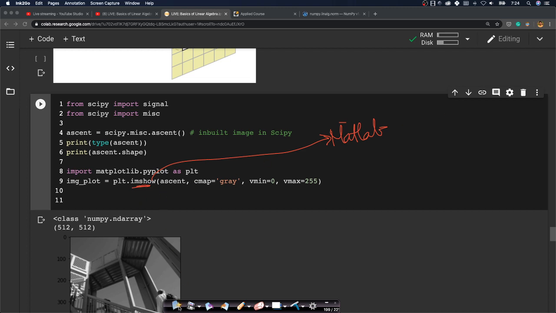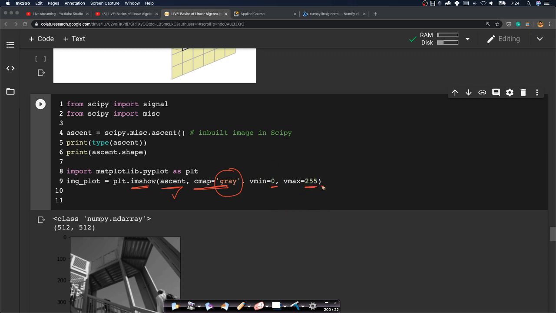So what am I saying here? Again, you can read the documentation here. The first parameter has to be the image. What is the matrix that you want to show? imshow basically means image show, right? And I want to say that the color map for this is grayscale. This is not a color image. This is a grayscale image. And I'm saying the minimum value is 0. The maximum value is 255.